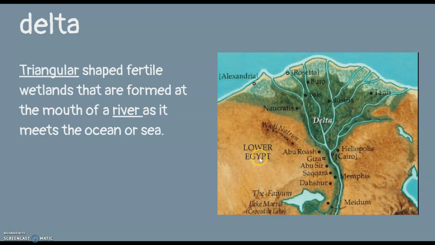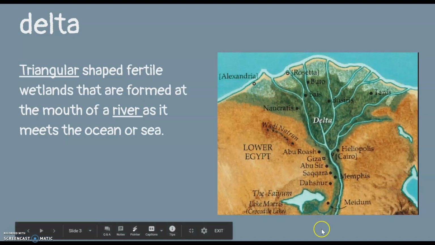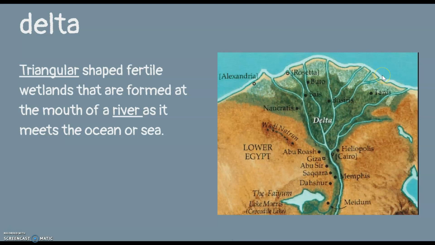So it says Lower Egypt because the Nile River actually flows the opposite direction. Where we would think it runs north to south, the Nile River actually runs south to north because of the runoff from the mountains down here at the bottom. Okay, so Lower Egypt and the delta. There are deltas around the world. This photo is just of the delta in connection to this unit.